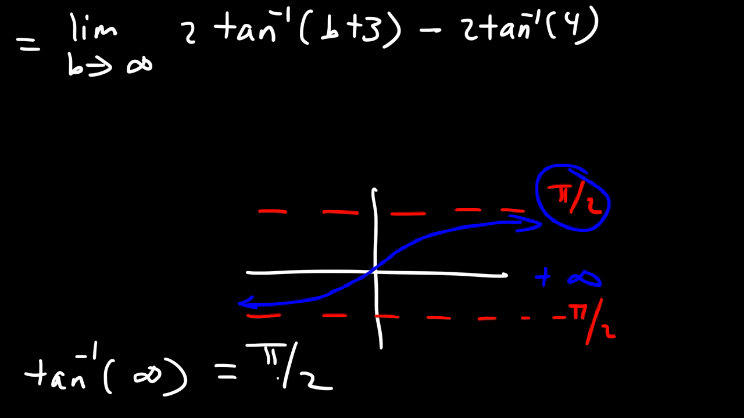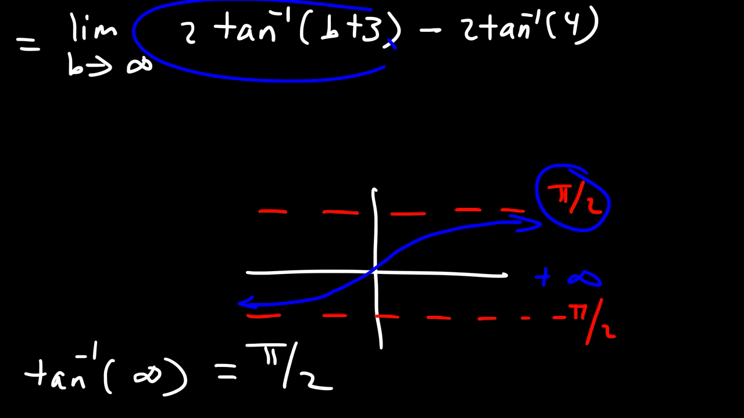Now, if you put your calculator in radian mode and type in arctangent of 1,000, it will give you 1.57, which is approximately pi over 2. Or if you put it in degree mode and type in arctangent of 1,000, it will give you 89.9, which is close to 90 degrees, which is about pi over 2.